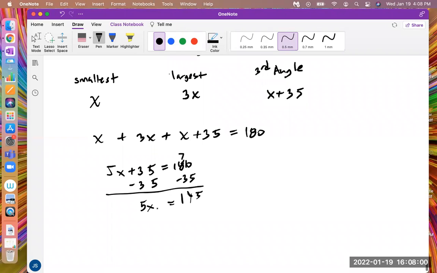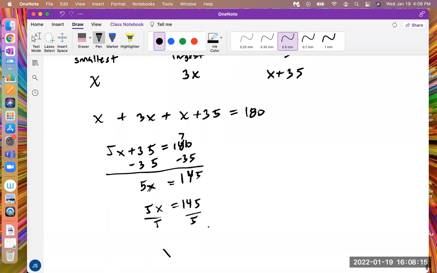And then now I divide by 5 on both sides. And x equals, let's do the long division really fast. Okay, I have my calculator right here in front of me, so looks like 29. X equals 29.